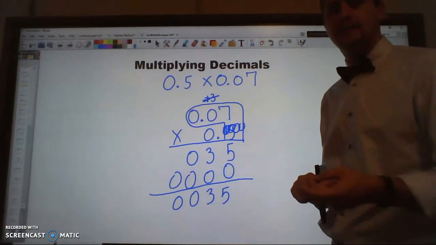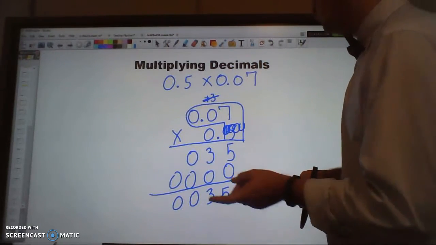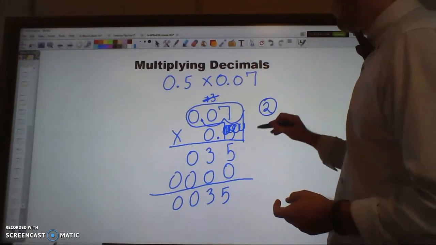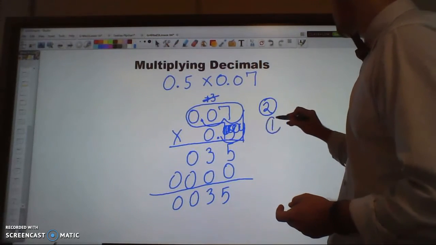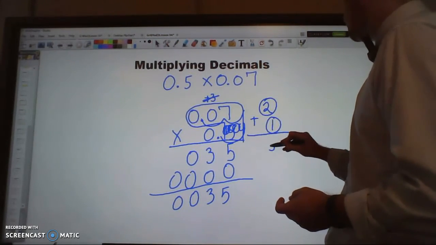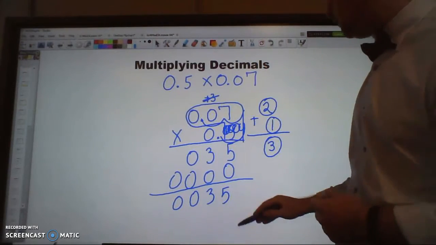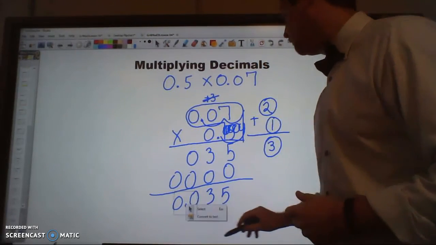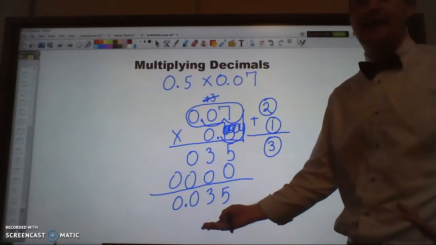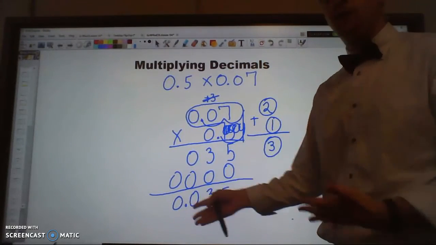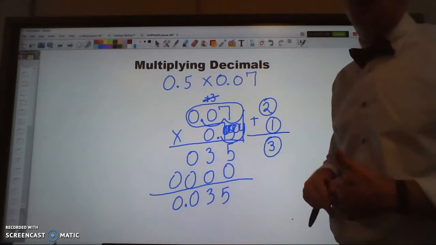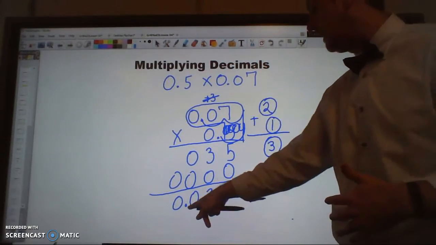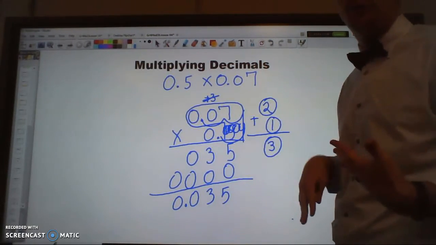Now, the last thing that we have to do is we have to loop them. So 1, 2, 1. 2 plus 1 is 3. 1, 2, 3. And you see, when we did it this way, we didn't have to add any zeros in between because they were already there because we did the long multiplication. But when we did our basic facts, we just looped it and added our zeros. Here, we didn't have to.